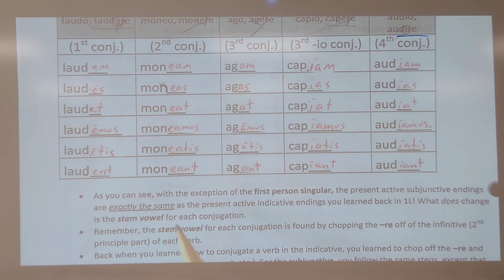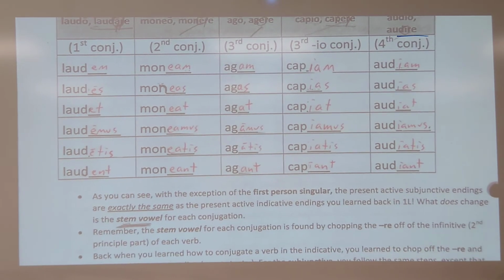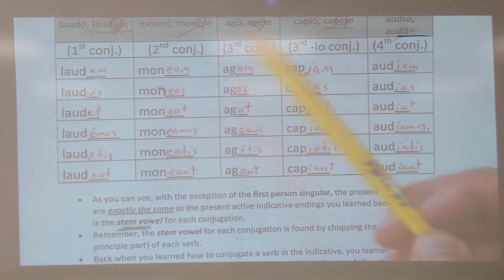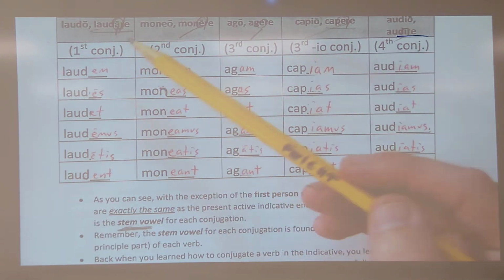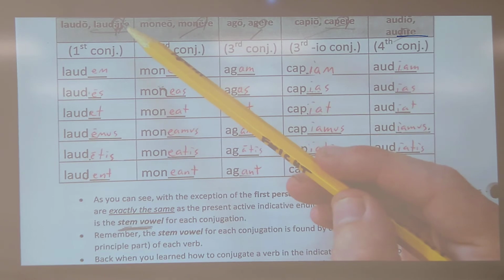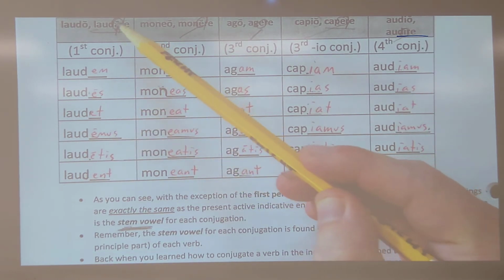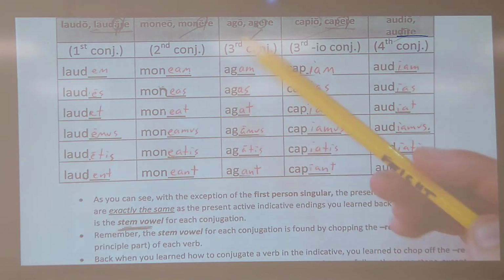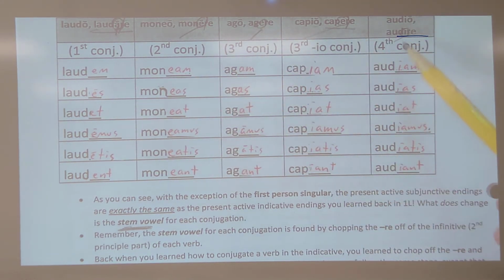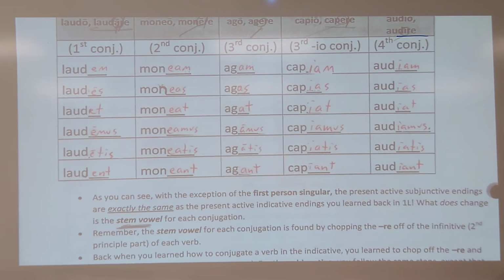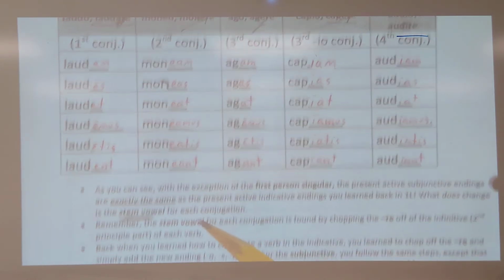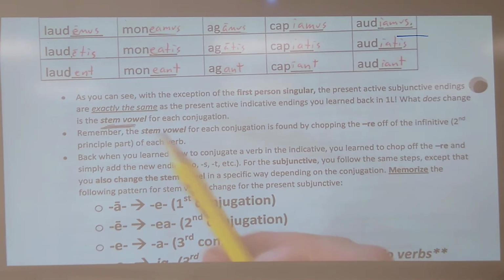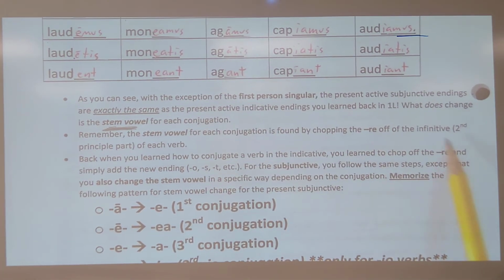The thing that does change, though, is the stem vowel for each conjugation. The reason I made such a big deal out of looking at the stem vowels here is because in the present subjunctive, the way you know it's the present subjunctive is when you conjugate it, your stem vowel changes in a regular, predictable way. What that means is every single time you can go back and forth from indicative to subjunctive in the present tense just by changing the stem vowel back and forth. Okay? So just a little reminder here, how you get your stem vowel. I just told you, chop the RE off the infinitive.